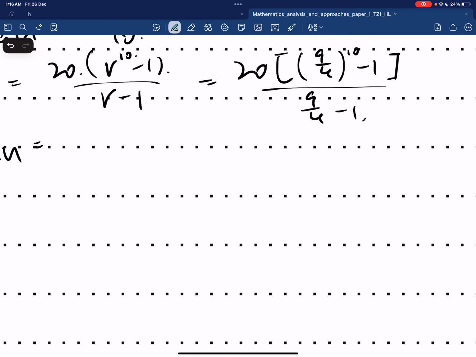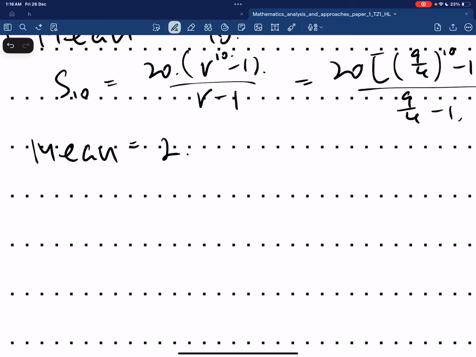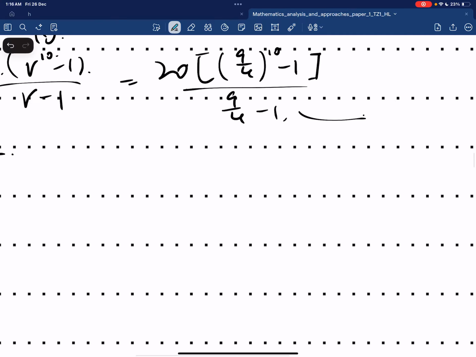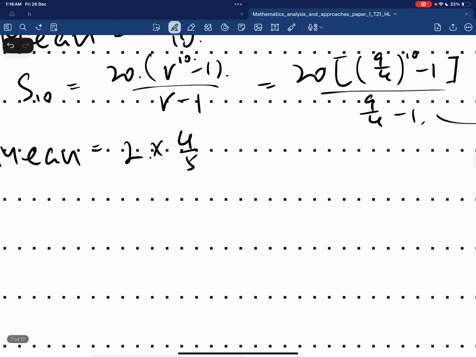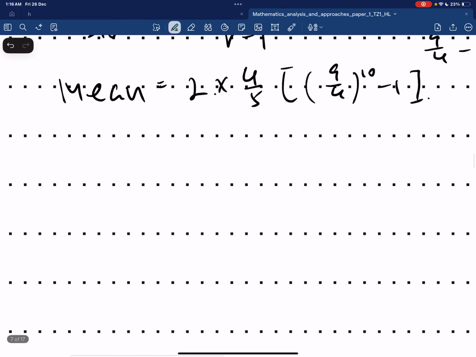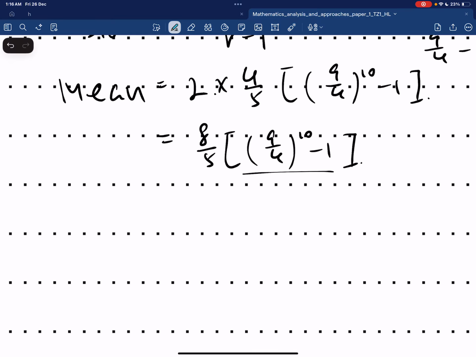So the mean would involve the sum, the whole thing over 10. So 20 over 10 would be 2, over 9/4 - 1, which is 5/4. And if you divide by 5/4, you're multiplying by 4/5. And the middle term stays unchanged. So that would result in 8/5 ((9/4)^10 - 1) as our mean.